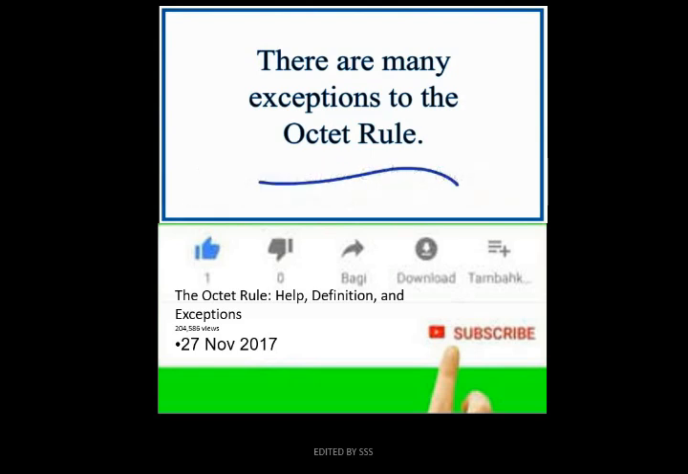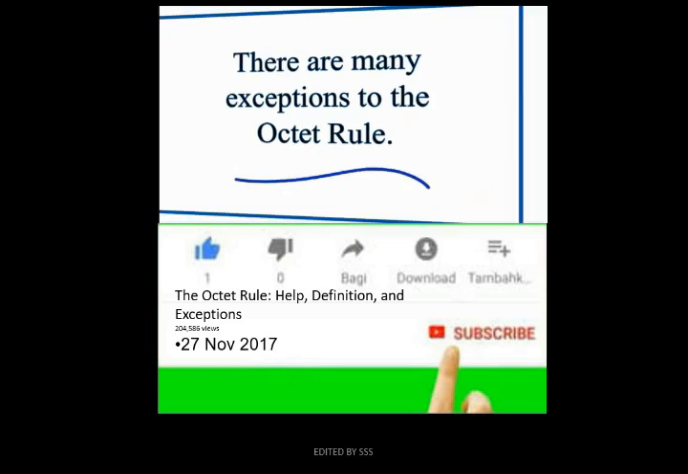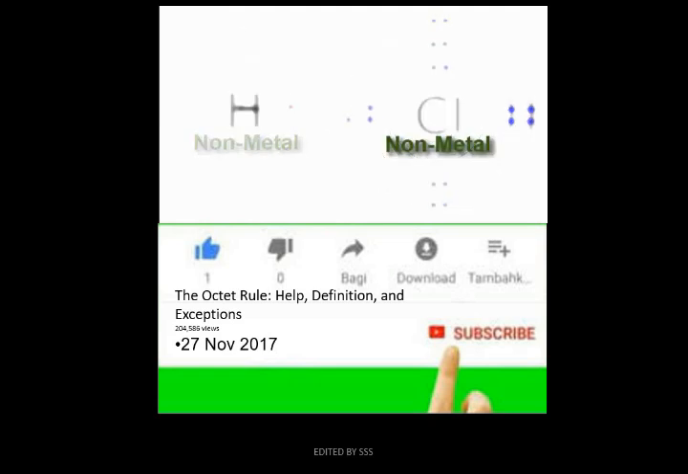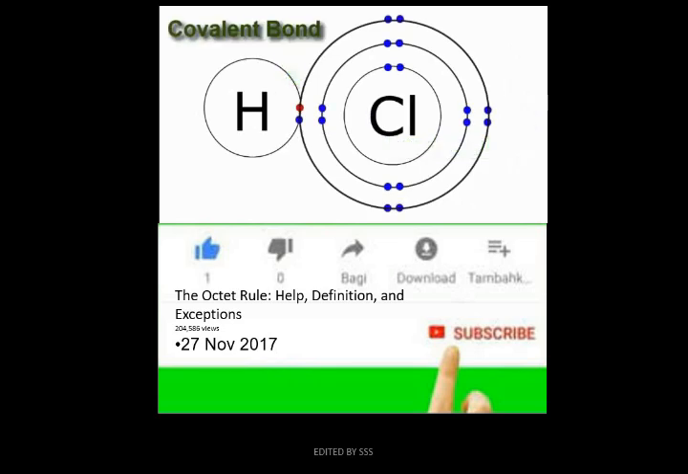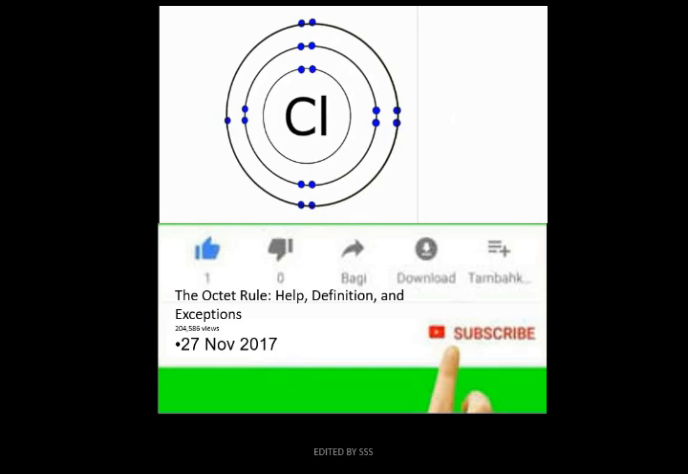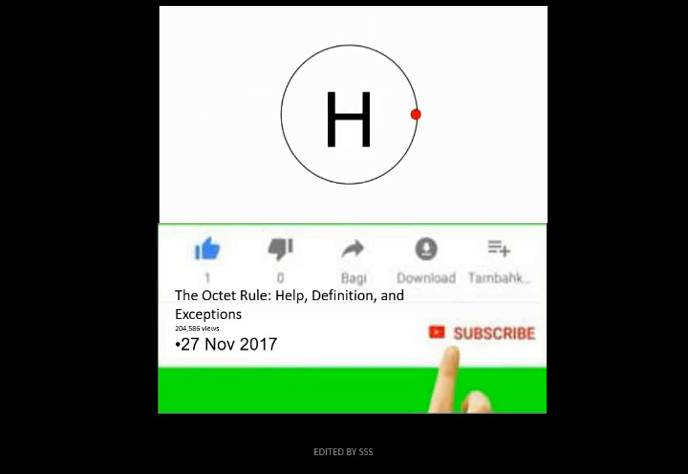So how does the octet rule work? Let's look at hydrogen and chlorine and see how they bond to form HCl, hydrochloric acid. Since both are nonmetals, they share electrons and form a covalent bond. Chlorine has 7 valence electrons in its highest energy level, sometimes called the outer shell. To obtain an octet, it needs an additional electron. Hydrogen has 1 valence electron.